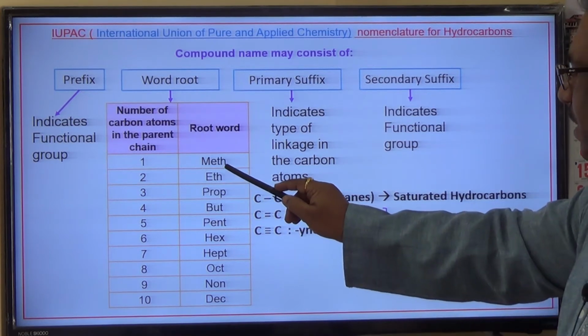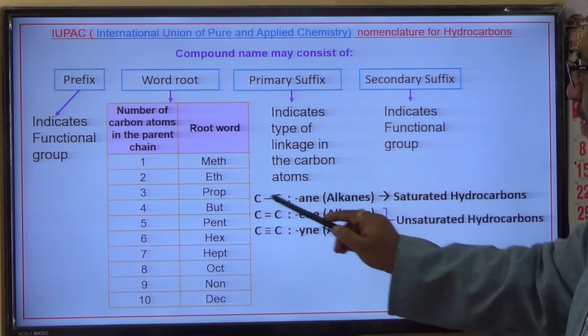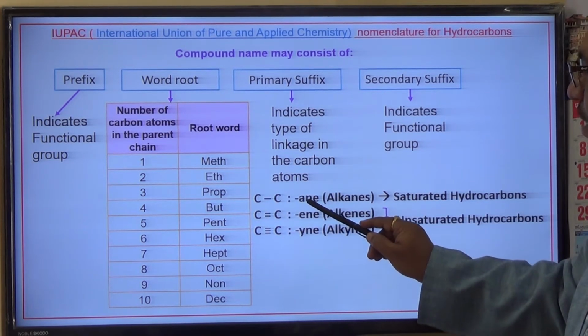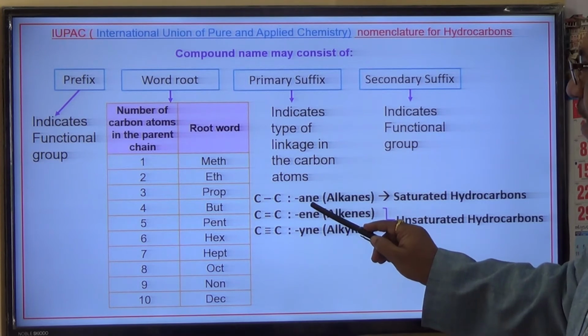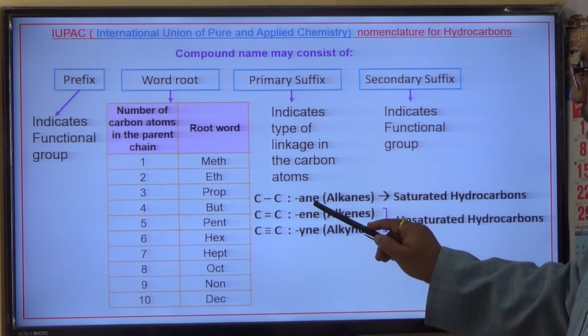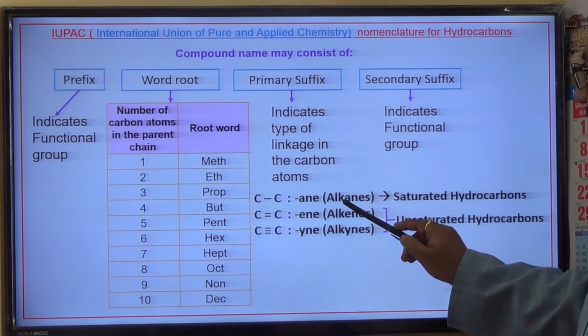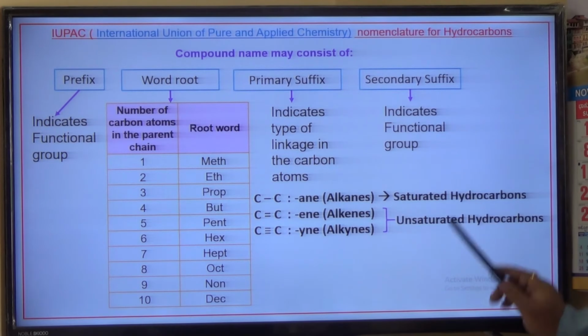Once again, meth, ane, methane. Eth, ane, ethane. Prop, ane, propane. So when we add ane after the root word, the compounds are called alkanes, and all these alkanes are saturated hydrocarbons.